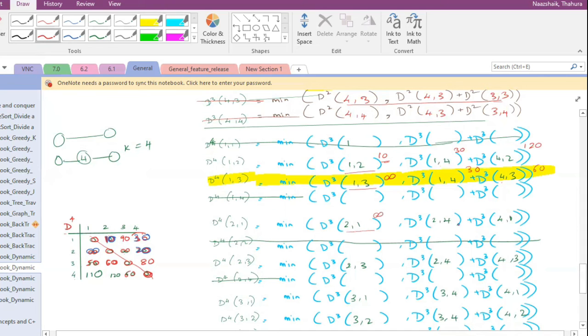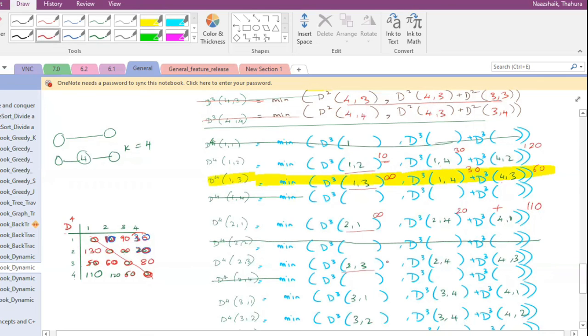Okay, 2 to 1 is again infinity. Can you go 2 to 4, which is 20, and then 4 to 1, which is 110? Yes, you can do that. So the overall cost is 130. So here also this infinity has changed. It has now become 130.